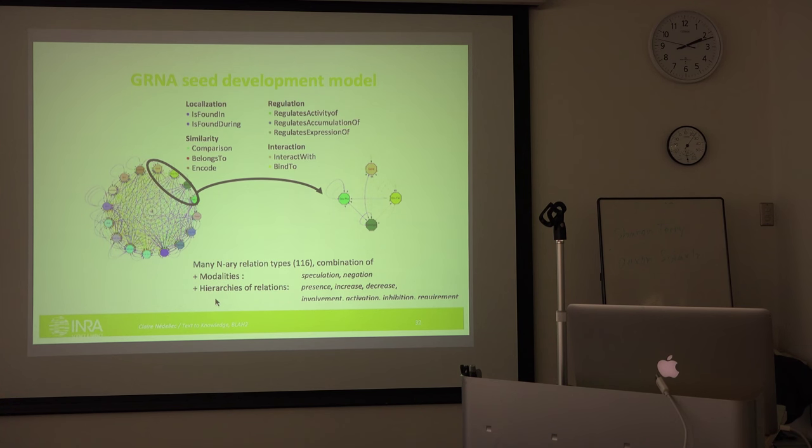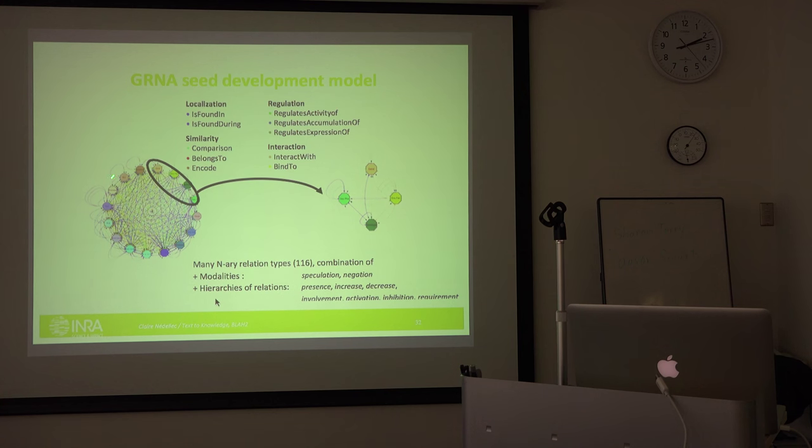And there were a lot of regulation types useful. We counted 116 different ones because we had to take into account not only high-level relations, but also modalities, speculation, negation, etc., and hierarchies of relations, as we showed this morning: presence, increase, decrease, involvement, activation, inhibition, requirement. This makes the whole set of relations grow.